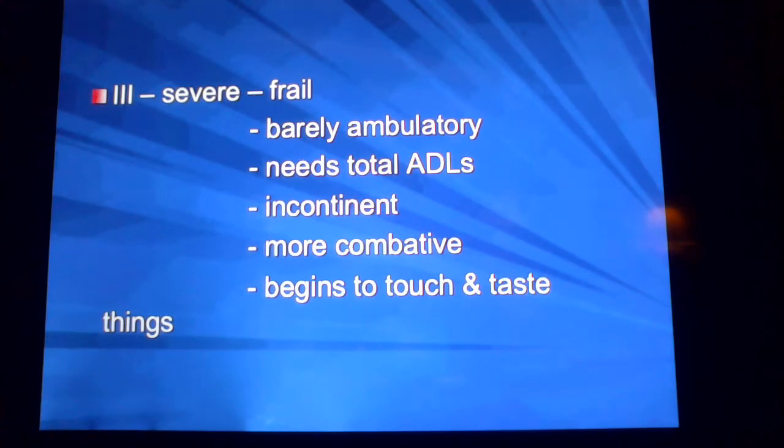Stage 3 here, this is the severe stage. They become frail, barely ambulatory. They need total ADLs. ADLs means activities of daily living. In other words, showering, bathing, toileting, possibly feeding. They can become incontinent. They can be more combative. And they can begin to touch and taste things that we would never think of tasting and touching. I'll leave that up to your imagination.